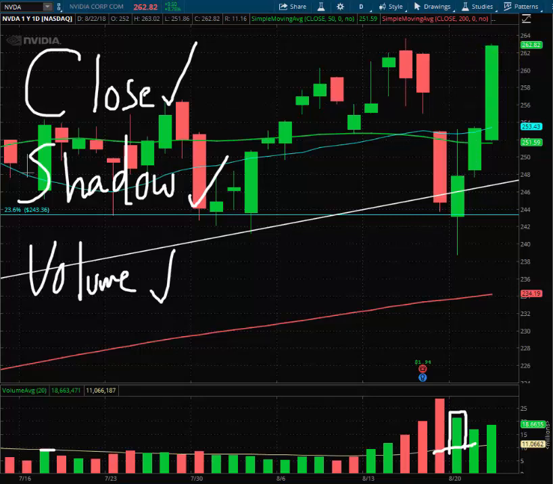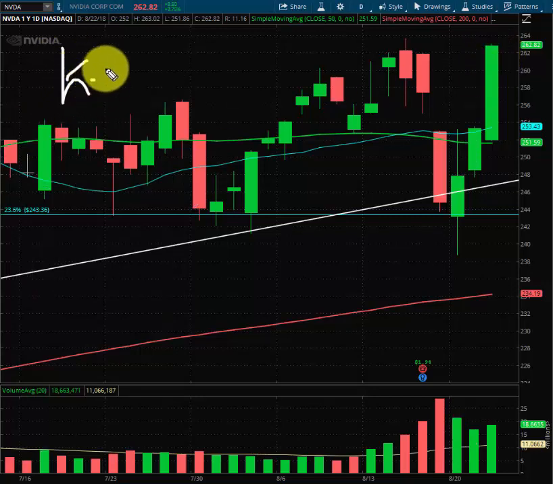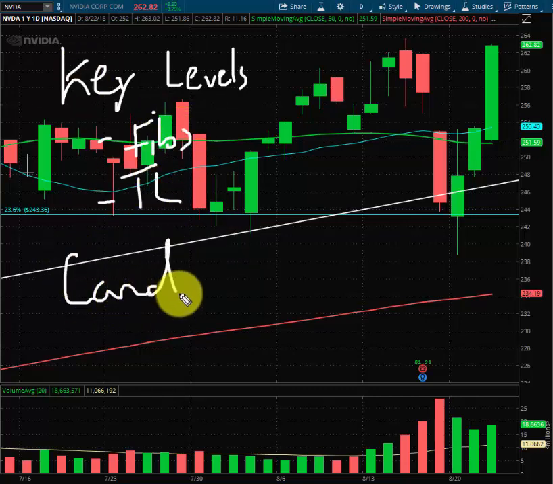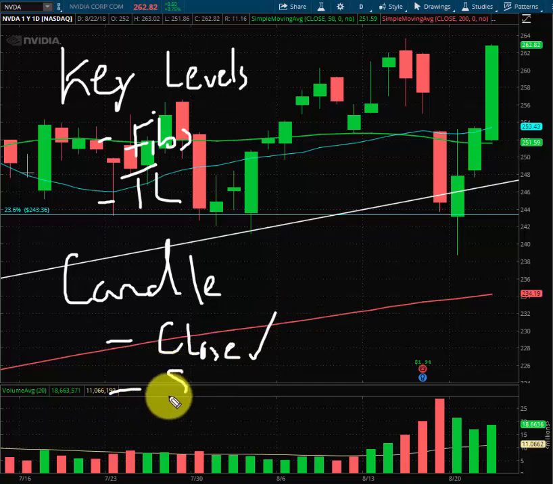Okay? But in this scenario, we looked at key levels, right? Specifically for this one, fibs and the trend line. And then for the candlestick reaction or bar, whatever you're using, we want the close above it. It earned the check mark for that one. We want the lower shadow or wick to show that buyers are stepping in. And of course, if you're shorting something, you want that reversal candle off of it too.